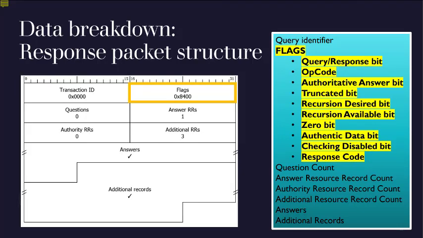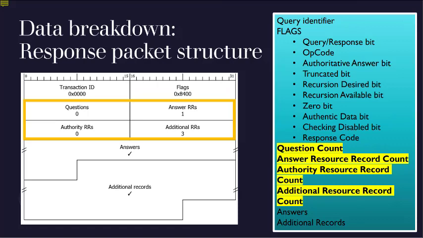Next are the flags, and these are specific to the response packet. Some of them are very similar to the query packet. Just like the query packet, the response packet also has a section where it does a count of the records that have been transmitted, so you have an idea of what you should be expecting to see in the packet.